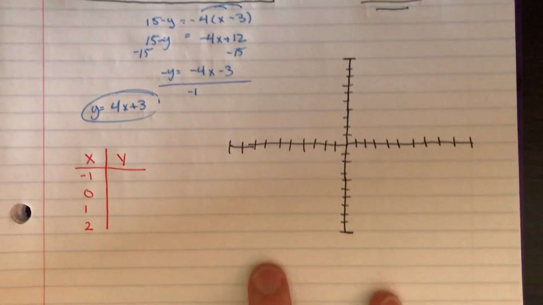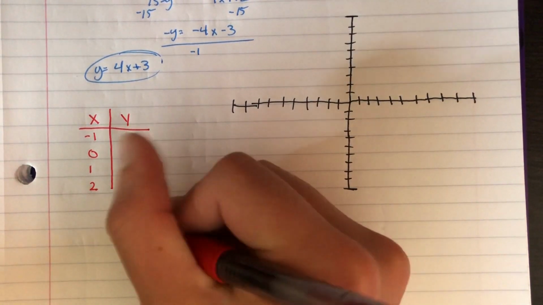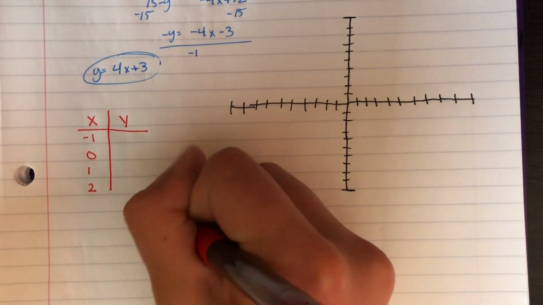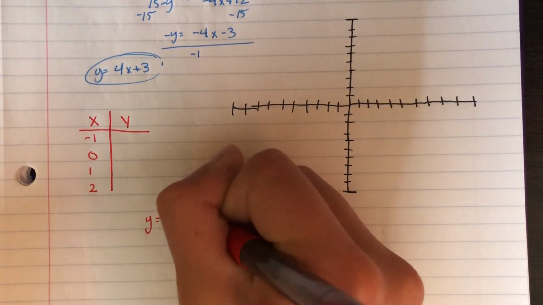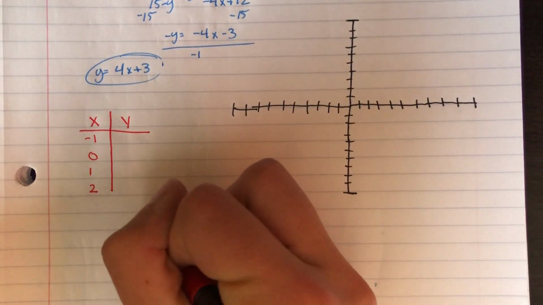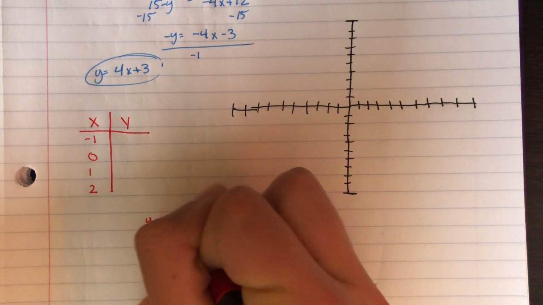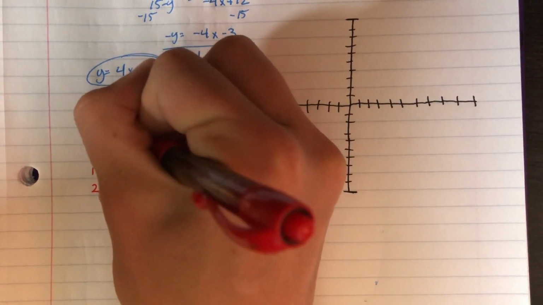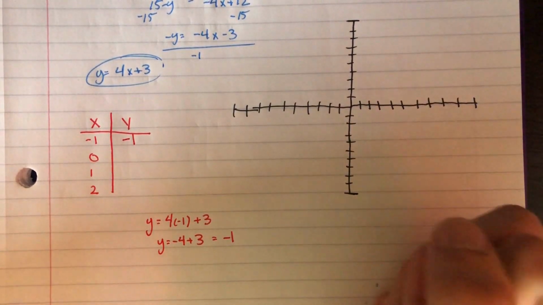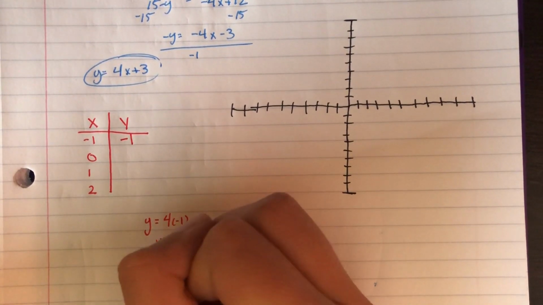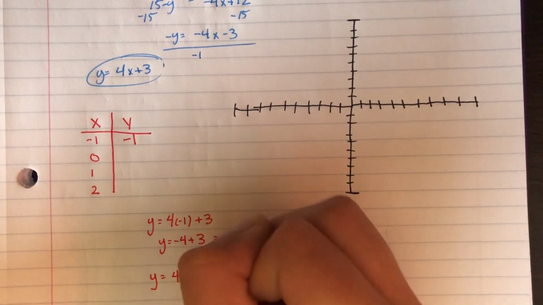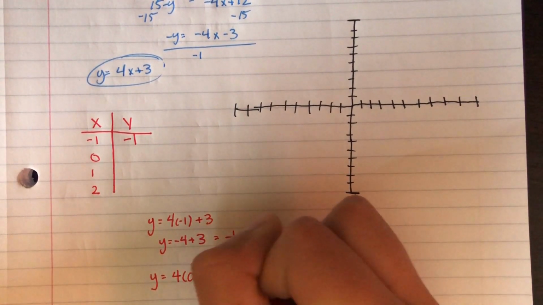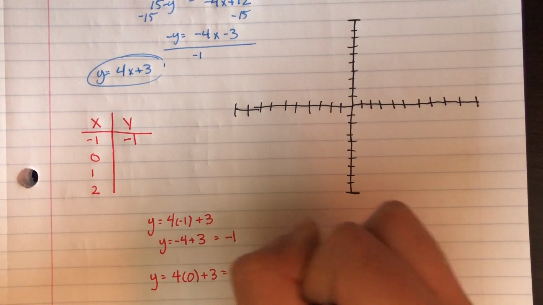As we see here, we'll solve for negative 1 first. y equals 4 times negative 1 plus 3, and that'll get you y equals negative 4 plus 3, and that'll be equal to negative 1. So negative 1 and negative 1. Go to the next one. y equals 4 to the 0 plus 3, and that'll just be 3.